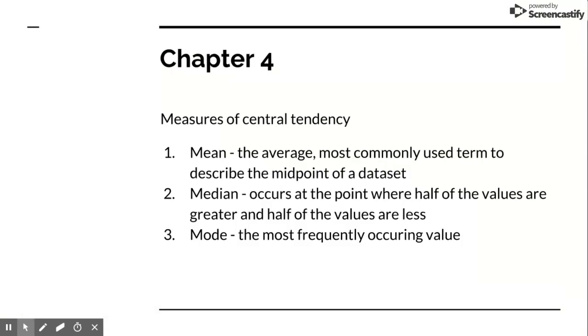Chapter 4 focuses on measures of central tendency. You're probably going to recognize a lot of these terms, but it doesn't hurt to go over them. The first is the mean, which is generally mathematically the average. It's the most commonly used term to describe the midpoint of a data set. The median occurs at the point where half of the values are greater and half of the values are less. And the mode is the most frequently occurring value.